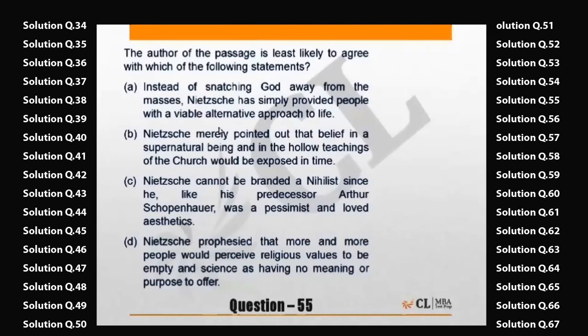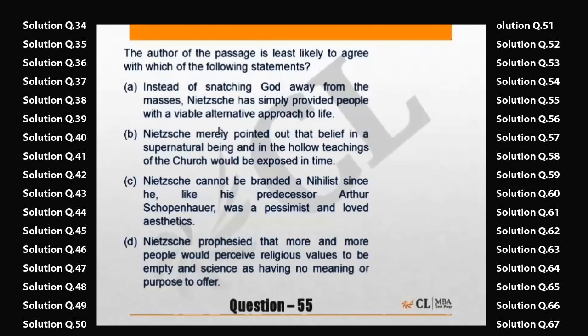Moving on to question number 55. Option C is the correct answer here. The question reads, the author of the passage is least likely to agree with which of the following statements? Now, option C is the correct answer because the passage only states that Nietzsche, like his pessimistic predecessor, whose name was Arthur Schopenhauer, had great appreciation for the aesthetics. It does not, however, state that he, which is Nietzsche, like his predecessor Schopenhauer, was a pessimist.